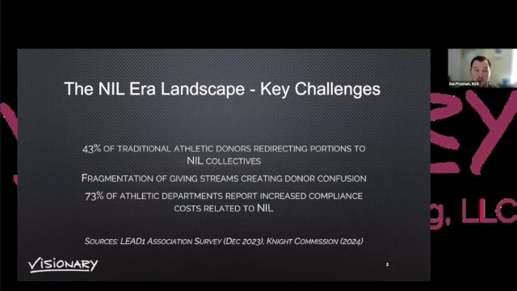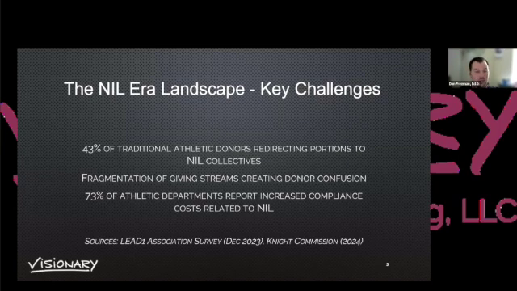So key challenges, as I started talking about them in the last slide: 43% of traditional athletic donors are redirecting to NIL collectives. I know from my time in athletics, when I first really got in and was full time in athletic fundraising, I was doing lots of cold calls. I was getting lots of people responding to me who were not happy when our teams were losing. And truthfully, I think it taught me a lot about fundraising, but it also gave me insight to understand that people who give to athletics, there are a lot of people who give for the love and success of the sport.